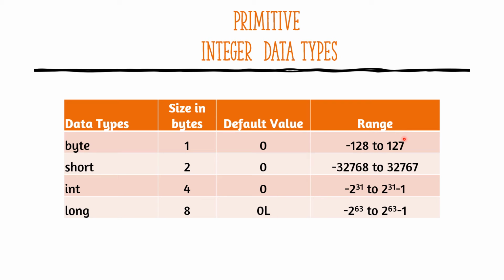And now the range. That means what is the smallest number and what is the biggest number that can be stored. In byte, the smallest number that can be stored is -128 and the biggest number is 127. In short, the smallest number is -32768 and the biggest number is 32767. For int, it is a big number: the smallest is -2 raised to 31 and the biggest is 2 raised to 31 minus 1. And long, the smallest value is -2 raised to 63 and the biggest value is 2 raised to 63 minus 1.